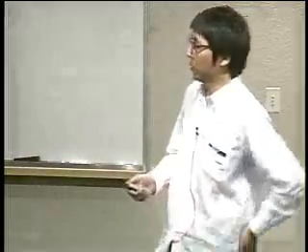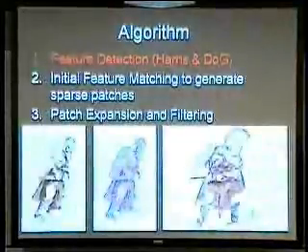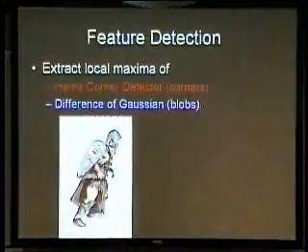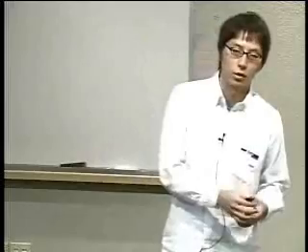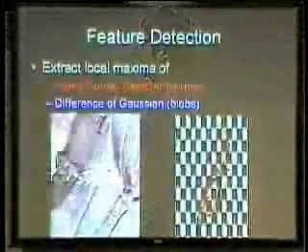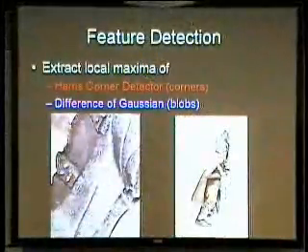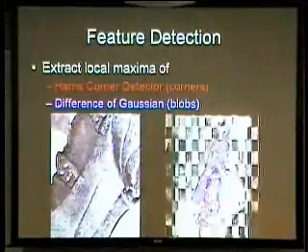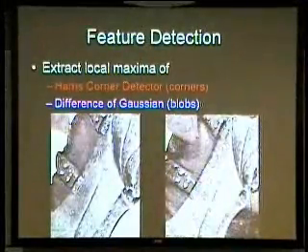So I'll detail the algorithm, which consists of 3 steps. First, we detect features in each image, using 2 popular feature detectors: the Harris corner detector, which is supposed to detect corner-like features, and the difference of Gaussian, which is supposed to detect blob-like features. So we detect 2 types of features. This is another image from the same data set, where we detect dense features.